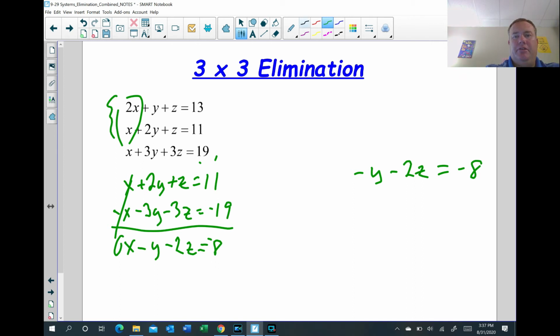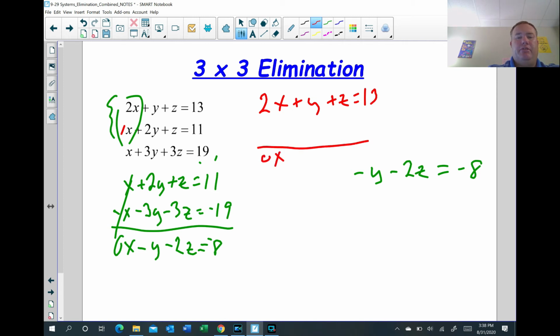I'll do it right next to it. I'll do it over here. I'll do it in red. Between the 2 and the 1, the least common multiple is 2. So the first one is going to stay the same. Now, here's the thing. I want to make this 0.